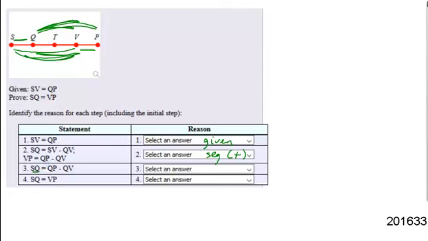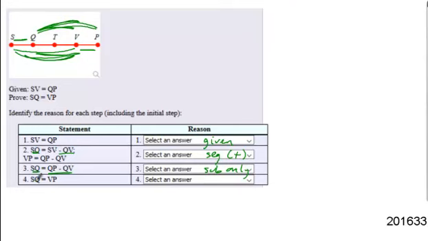If I find SQ somewhere else in my proof, I see if it is structured in such a way that it's close to this: SQ equals QP minus QV. Well, here's a statement where SQ equals something minus QV. Instead of QP, it's SV. Can I replace SV with QP? Yeah, based on the first statement, I can make that direct replacement, and a direct replacement is substitution only.